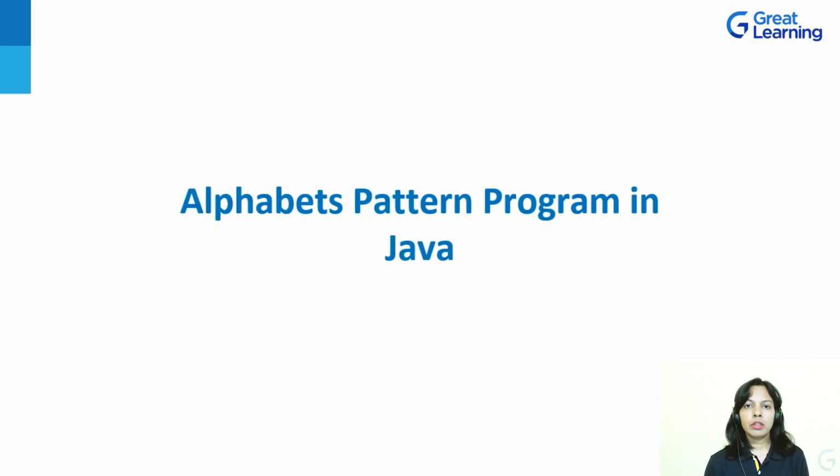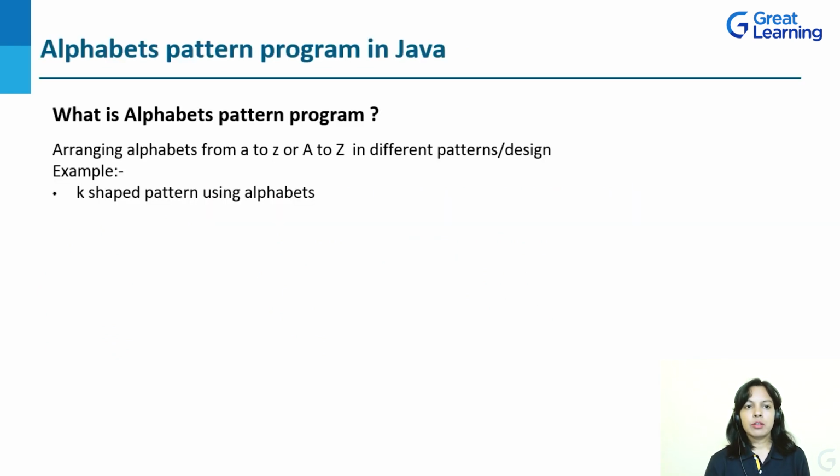Now let's talk about the pattern programs related to alphabets. So alphabet pattern program is basically what? It is different patterns and different ways of arranging the alphabets. Okay, so that it forms a pattern. It should not be some random arrangement of alphabets, but the arrangement of alphabets in a certain pattern is your alphabet pattern program. We'll try to see one of the examples and its demonstration code in Java also.